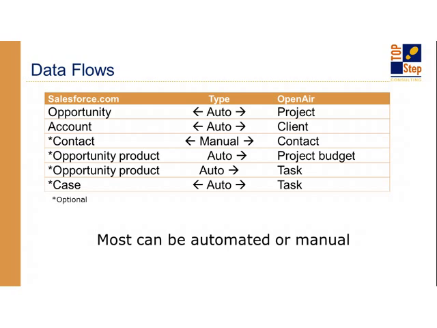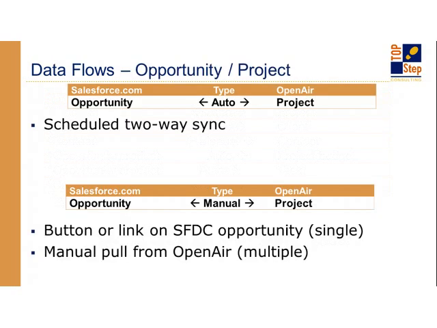All right, so let's dig into the opportunity project data flow. First of all, it's a scheduled two-way sync. So what this means is you can send data from one system to the other system and back and forth, okay? And this is the automated aspect of it.